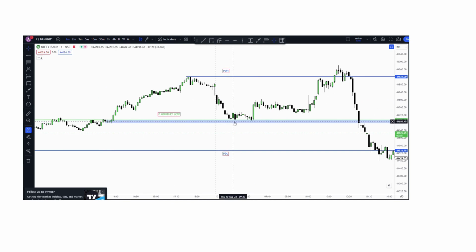Okay, it hit over here and went up higher, made a short-term high, came down, again took support, and then this big candle broke this particular level that we had marked on the chart over here.